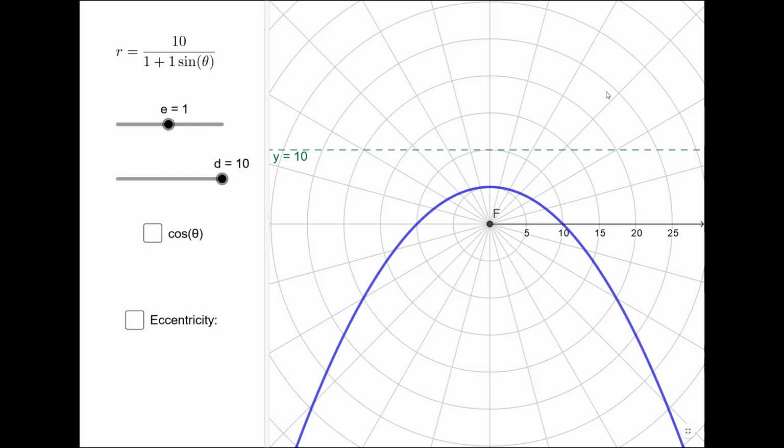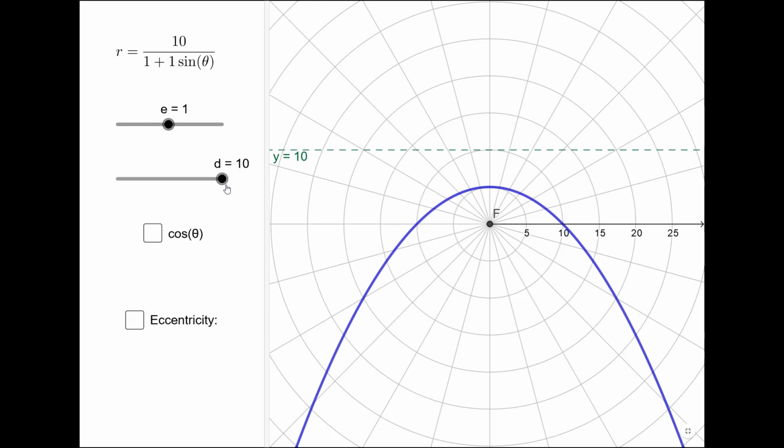We also have a parabola in this case, a parabola opening down. The focus of the parabola is at the origin, and since the parabola is opening down, remember that its directrix is going to be up above. In this case, the directrix is the line y equals 10. So the equation for this parabola is r equals 10 divided by 1 plus 1 times the sine of theta. The eccentricity is 1 and the directrix is 10.